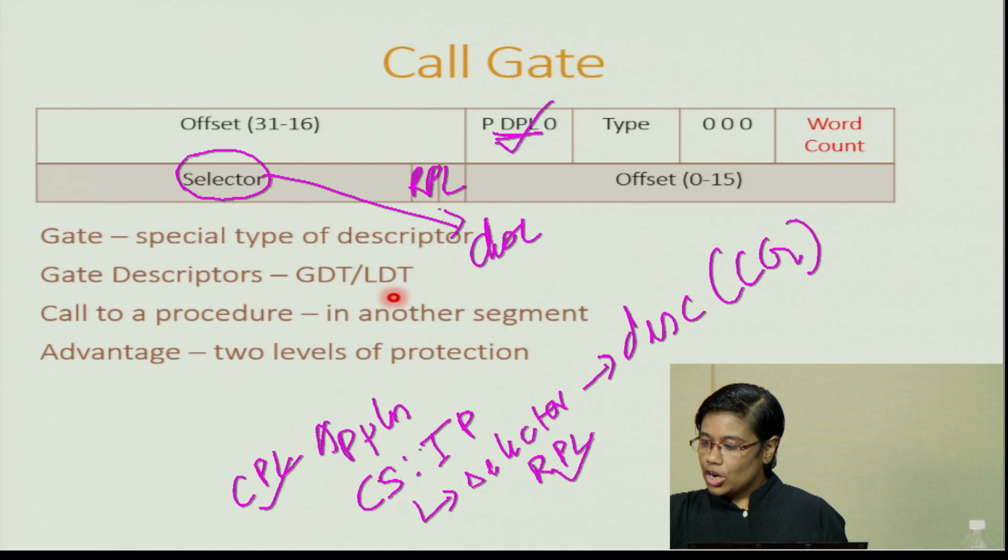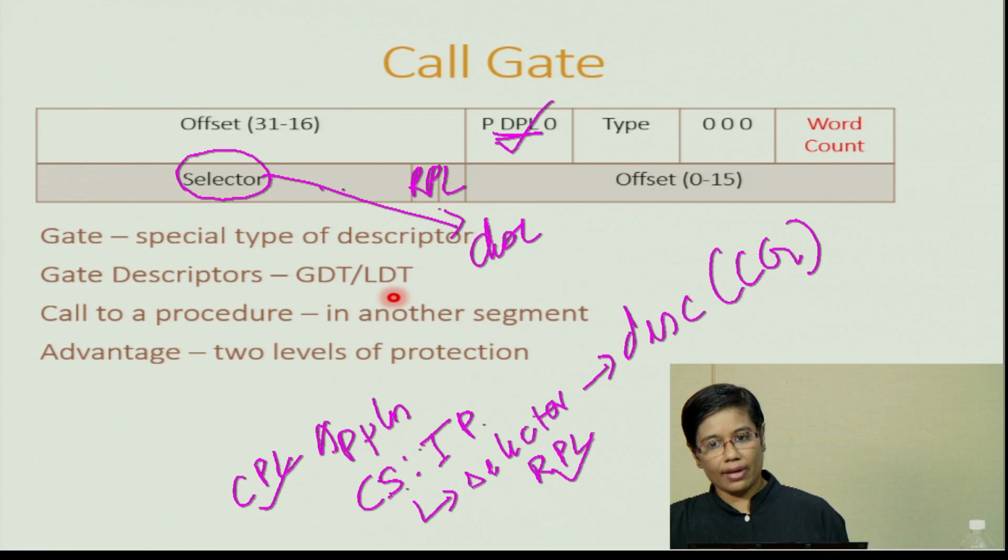The call instruction will have CS and IP. CS points towards the selector. Selector points towards a descriptor which ends up being a call gate. A call gate doesn't have the starting address of the segment. Instead of having the starting address of the segment, it is going to have a selector. This selector in turn is going to be pointing towards the segment's descriptor. So this becomes a kind of indirect call.